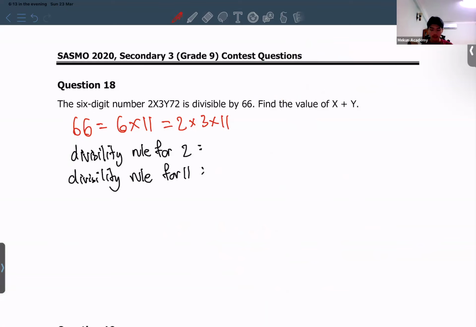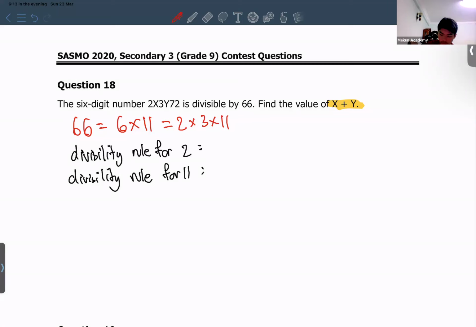Okay, so again, they ask us to find the value of x and y. First, to know this, you need to find the prime factorization of 66, which is 6 times 11, equals 2 times 3 times 11. Next, you will need to look at the divisibility rules for 2, which is even: every number that is even is divisible by 2. And for 3, the sum of all digits must be divisible by 3.